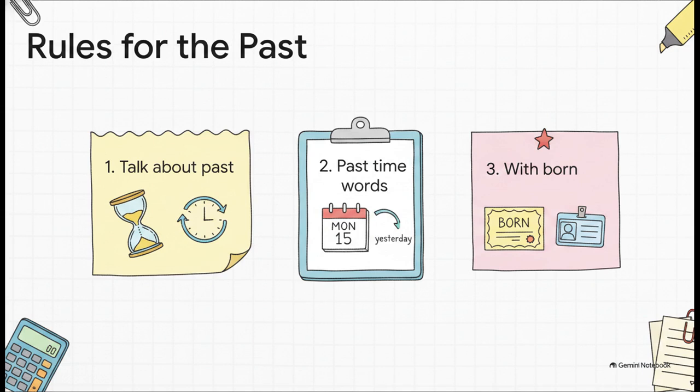Number 1, fundamentally, use was and were to talk about states of being in the past. Simple enough. Number 2, and this is a fantastic trick for sounding more fluent, pair them with past time expressions. You know, words like yesterday, last night, or a specific year, like in 1945. These expressions basically drop an anchor in the past for your listener. And number 3, there is a super specific everyday usage. We always use was or were with the word born.